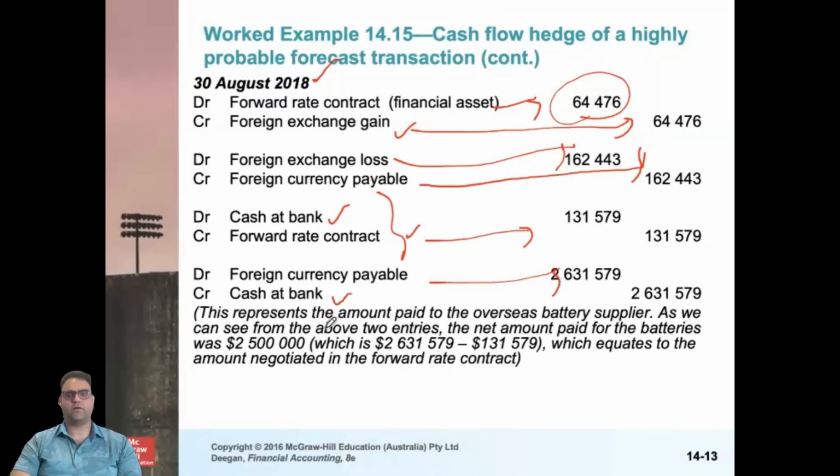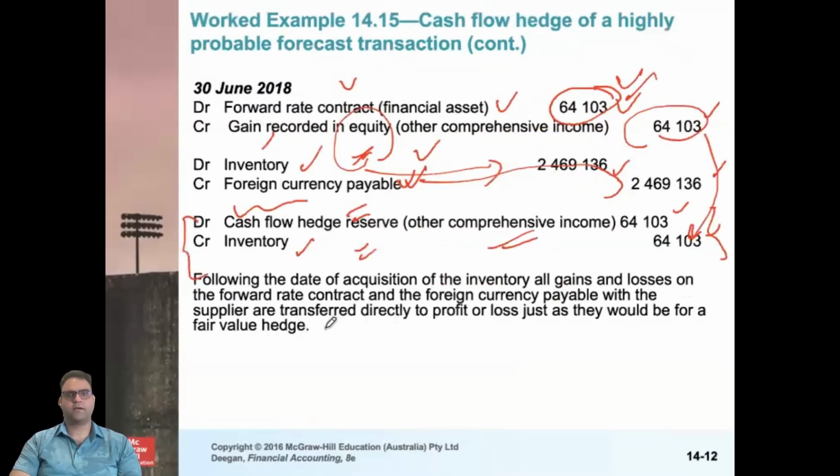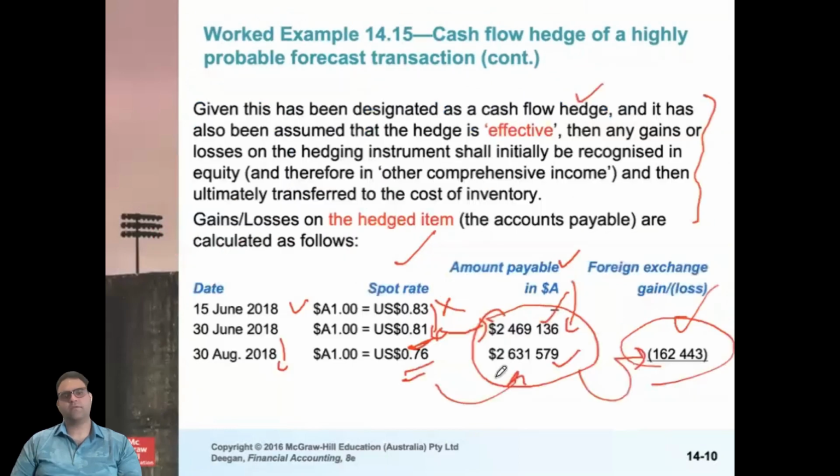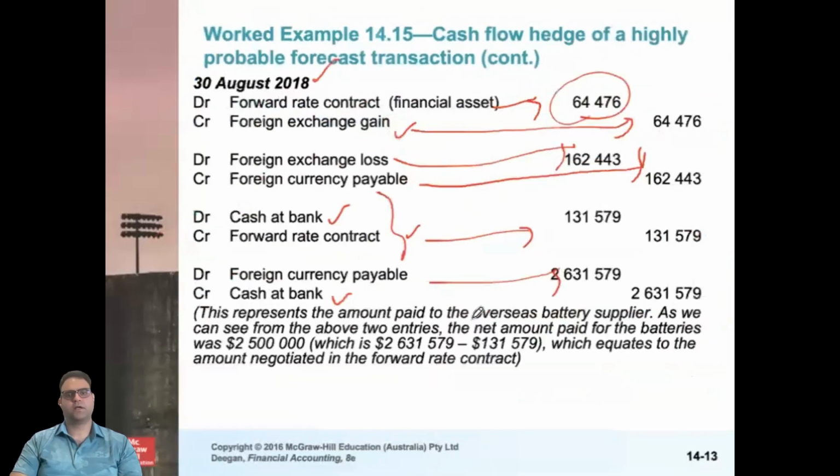So there will be a debit of 2.6 million. Let me go back, 2.6 million. That will be a credit of 2.6 million, which is payable on 30th August by the end of the year when the money has to be paid.